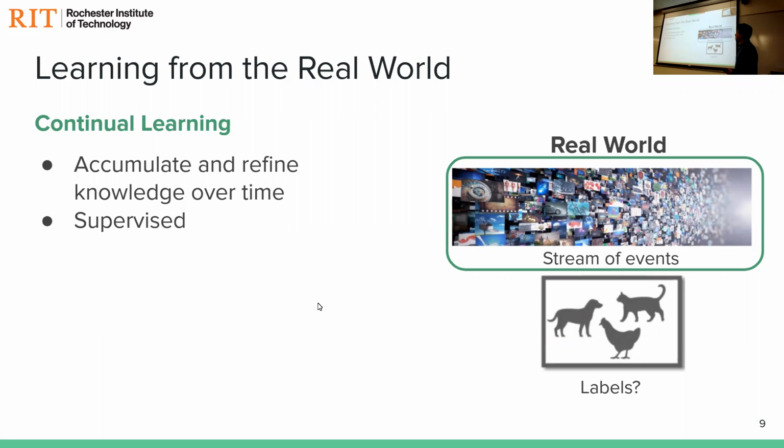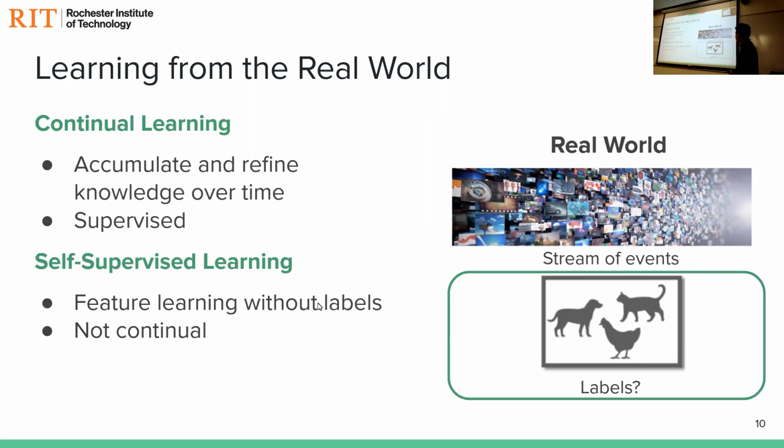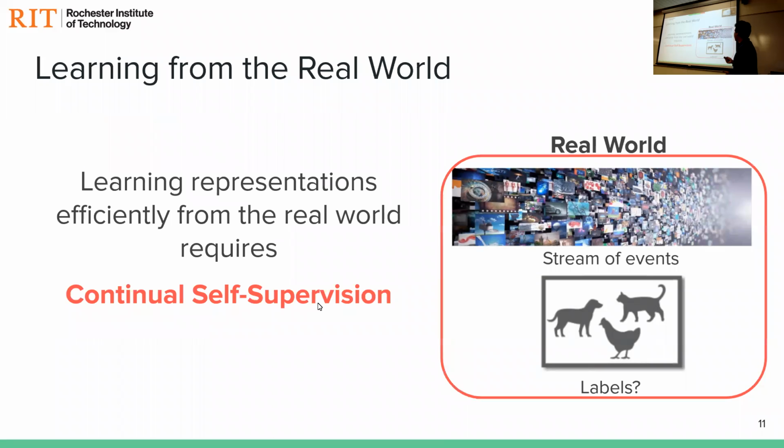What they do is they accumulate and refine knowledge over time, but they are mostly supervised. They still use labels. And on the other hand, we have something called self-supervised learning that is able to learn features from images without using labels, but it's not continual. That means that it doesn't deal with this stream of events in time. So if we want to learn from the real world, we basically need to put these two together in some way if we want to learn representations efficiently from the real world. And this is now being called continual self-supervision.